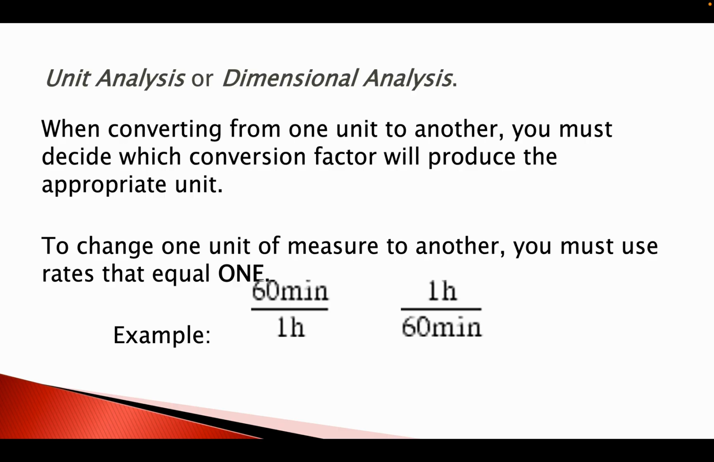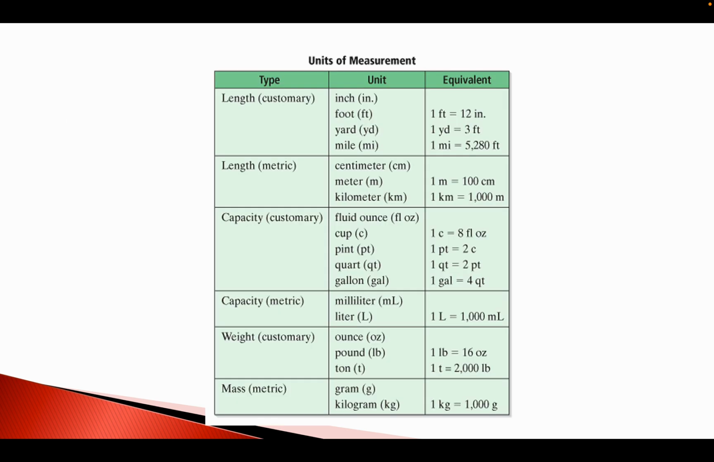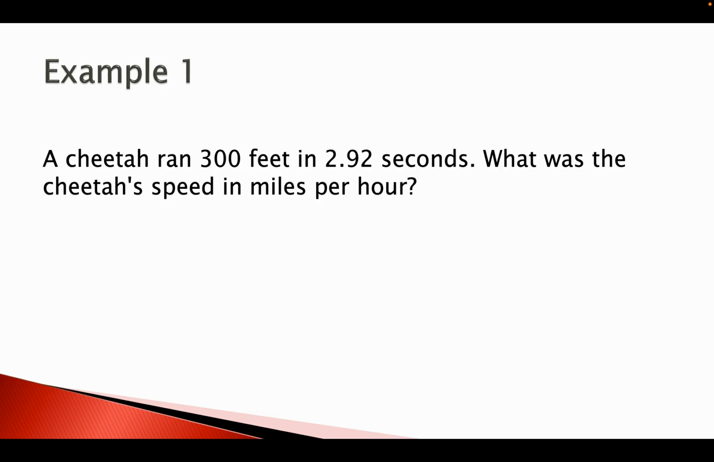We will look at several examples to discuss which order to write the conversion in. This chart can be used as a reference for conversions. Here is our first example. A cheetah ran 300 feet in 2.92 seconds. What was the cheetah's speed in miles per hour?